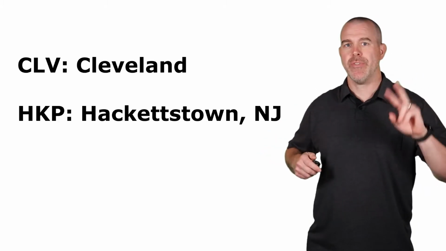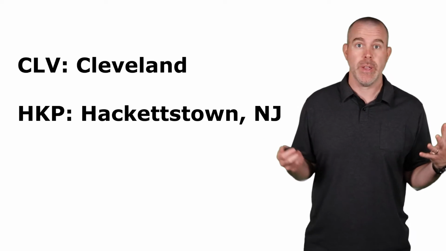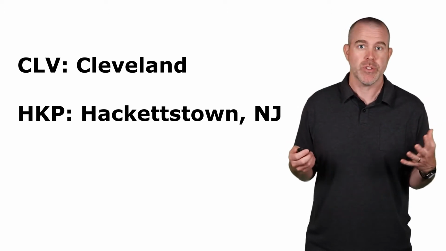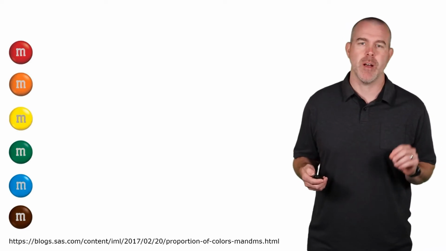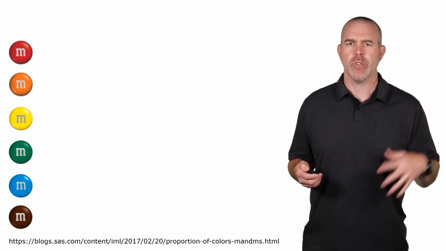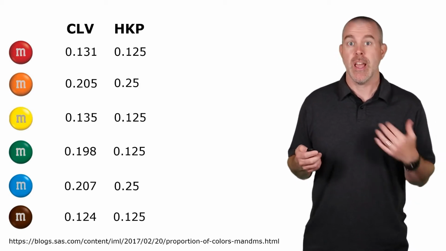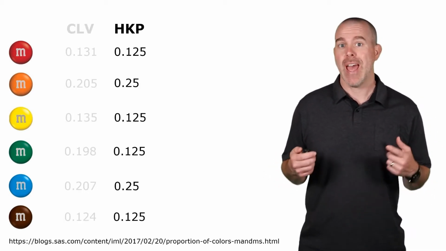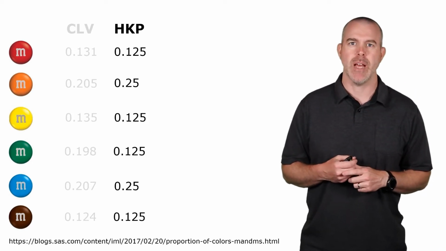All right, I have one other detail I forgot to mention now that we're back in the studio. There are two different plants that make these M&Ms, and apparently the color distribution depends on which plant. There's an old blog from the statistics company SAS that has these two different sets of proportions. The M&M package that I looked at happens to be from the HKP. It has HKP stamped on the bag.